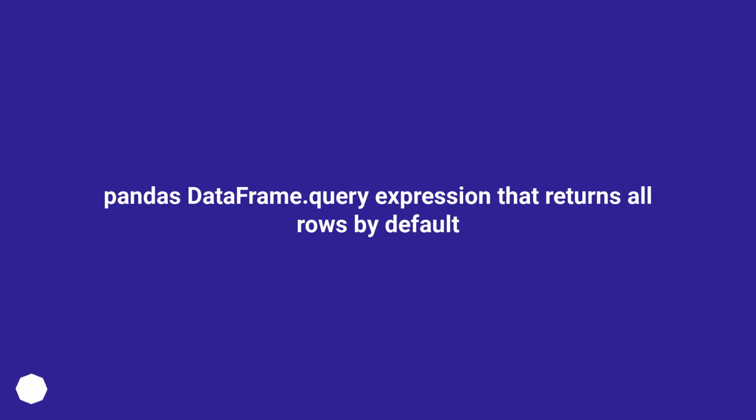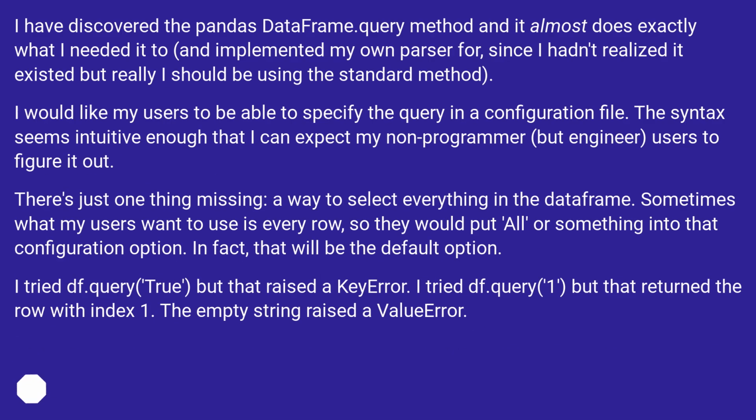Pandas DataFrame.query expression that returns all rows by default. I have discovered the pandas DataFrame.query method, and it almost does exactly what I needed it to, and I implemented my own parser for it, since I hadn't realized it existed, but really I should be using the standard method.